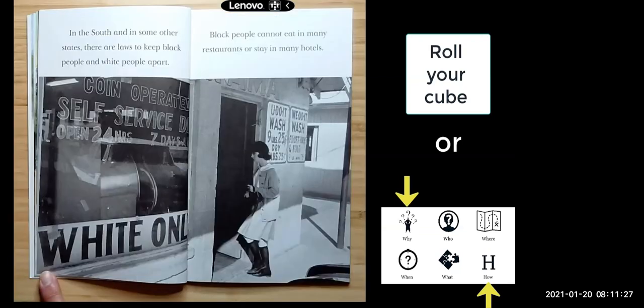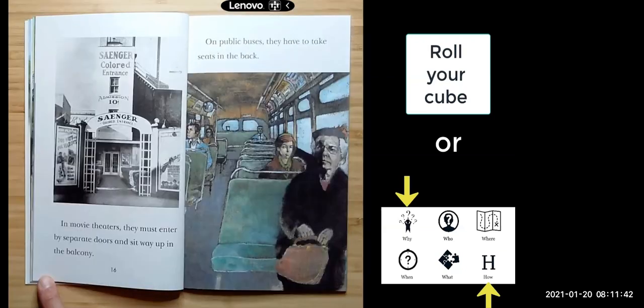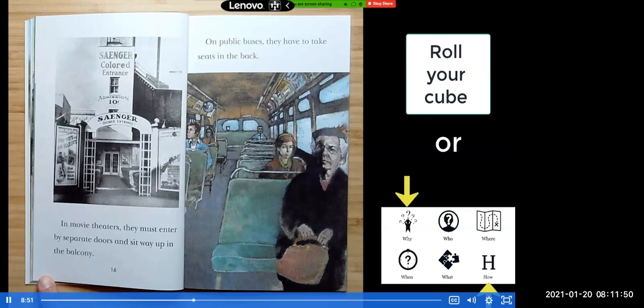In the South and in some other states, there are laws to keep Black people and white people apart. Black people cannot eat in many restaurants or stay in many hotels. In movie theaters, they must enter by separate doors and sit way up in the balcony. On public buses, they have to take seats in the back.